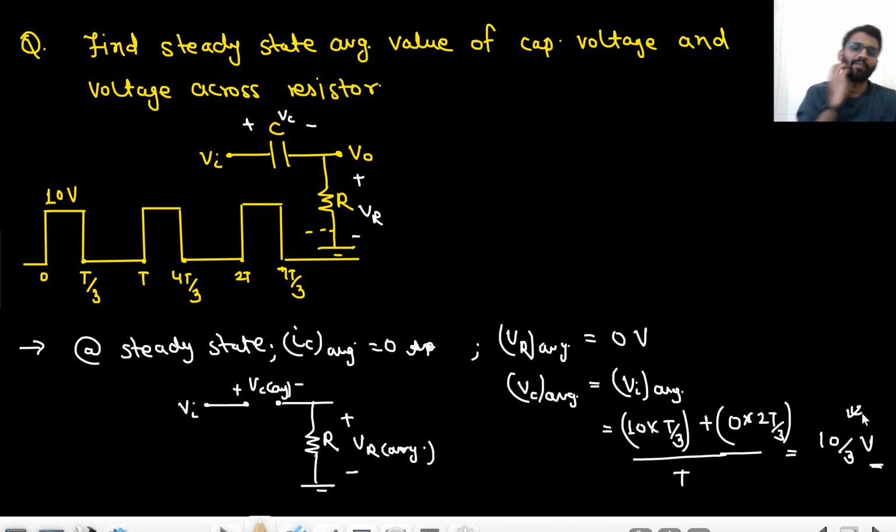Are you getting my point or not? These kinds of questions they may ask, and everyone thinks that the capacitor will charge up to 10 volt. But in reality, the capacitor will not charge up to 10 volt. It will have a steady state value of 10 by 3 volt only. Okay. So this is the final answer. So I hope you have understood the concept that I am trying to deliver here.